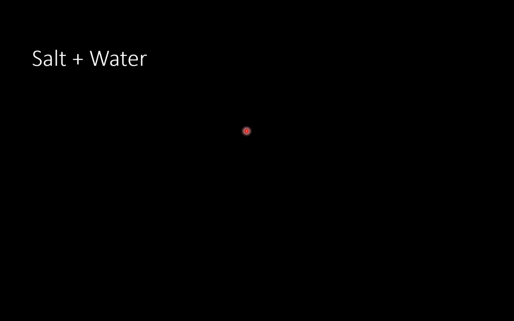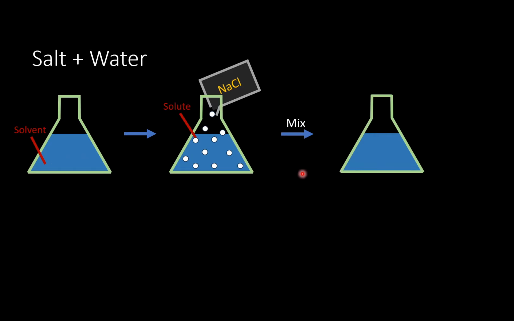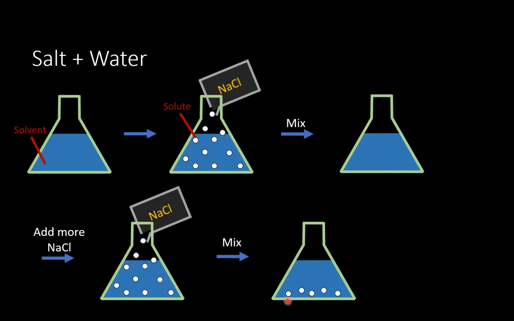A common example of a solution is pouring salt into water. In this case, the salt will act as our solute and the water will act as our solvent. When we mix these two together, the salt will actively dissolve in the water. However, as we pour more salt into the water, there will be a point where no matter how much we mix, there will be salt particles left in the flask. When this occurs, we call the solution saturated. In other words, a saturated solution contains as much solute that can be dissolved at a specific temperature.